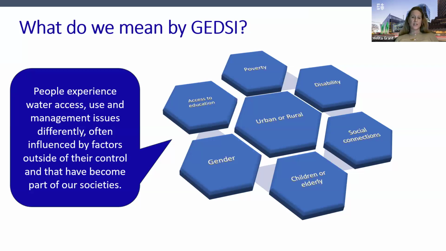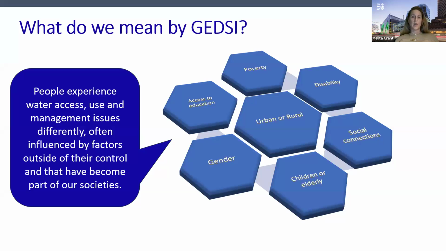That leads me on to this point about what we mean by GEDSI. Rather than just talking about farmers or irrigators or agriculturalists or industries, we're starting to unpack that within some of those big sectors and big water users, there's lots of diversity and lots of inequality as well. And that can be around poverty, disability, the social connections people have, the age of people, if they're in rural areas or urban, access to education, gender, and indigeneity.